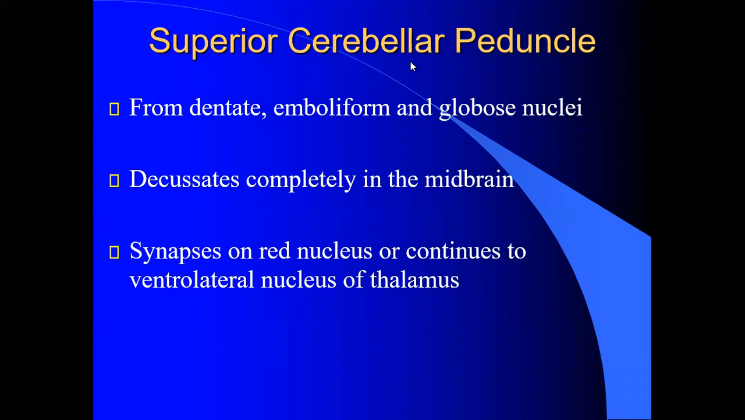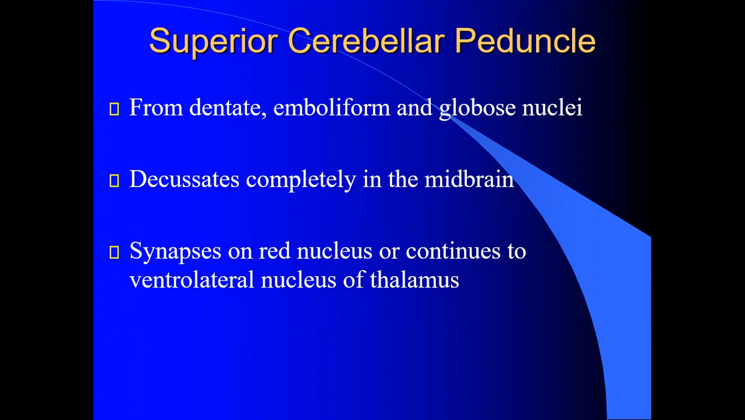Let's talk about the superior cerebellar peduncle. It carries information from the deep cerebellar nuclei, the dentate, emboliform, and globose. The fastigial is missing because it's not going that way. It's traveling through other pathways to the vestibular nuclei and that sort of thing. It decussates completely in the midbrain. It can synapse either on the red nucleus, or it can make its way all the way up to the ventrolateral nucleus of the thalamus, another nucleus to get used to.